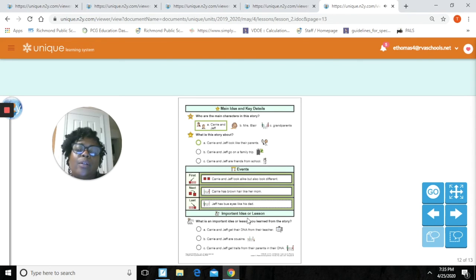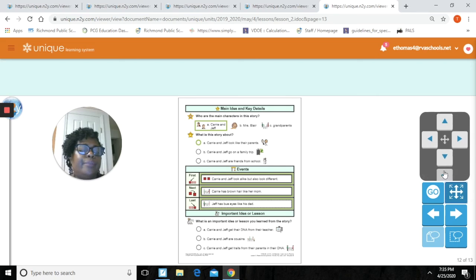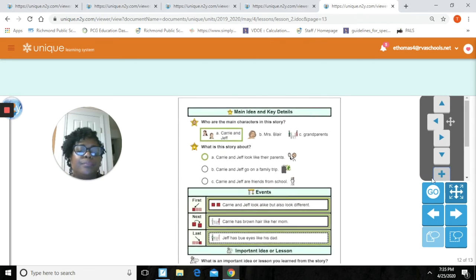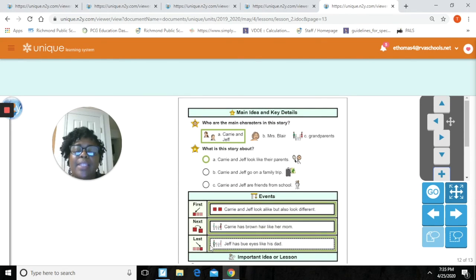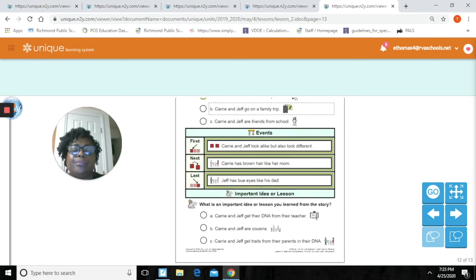So let's go back over and review those events. First, Carrie and Jeff look alike, but also look different. Next, Carrie has brown hair like her mom. I'm going to make this a little bit bigger. There we go. And then last, Jeff has blue eyes like his dad. All right, let's move down.